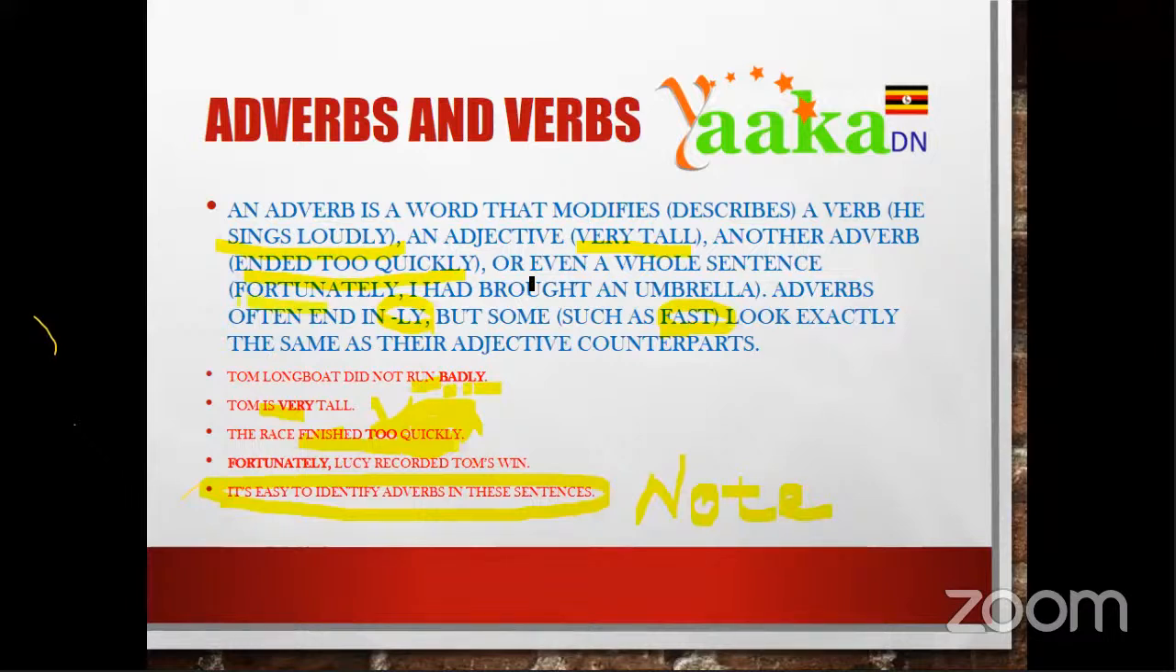Fortunately, I had brought an umbrella. So they say an adverb can also modify the whole sentence. So it becomes an adverb here, and recorded is the verb here because it has changed from record, which is present tense, to recorded, that is past tense.